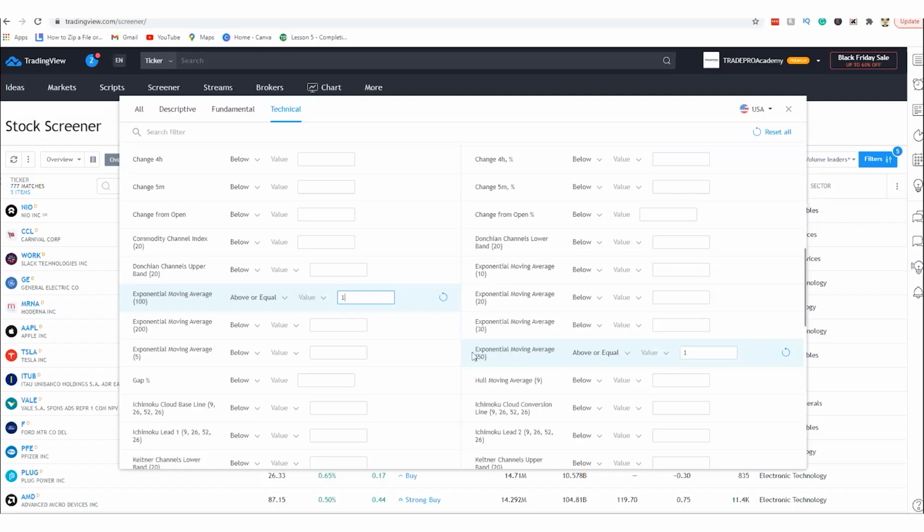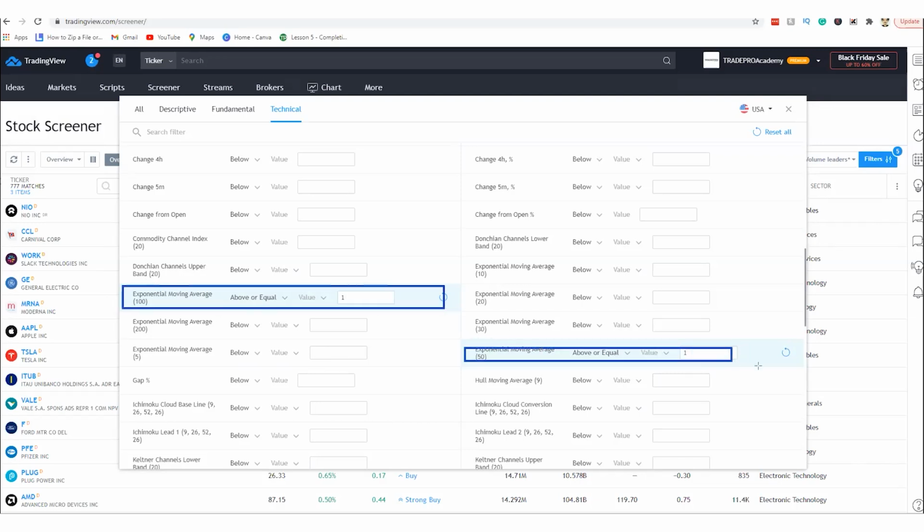And I want to do that for 2 different exponential moving averages. First is going to be the 100-day EMA. That's going to be the first one. I want to make sure that we have price at least equal to the 100-day EMA, ideally somewhere around it, right? And number 2, at or just slightly above the 50-day EMA, the exponential moving average. So those are the 2 main criteria that I look at.